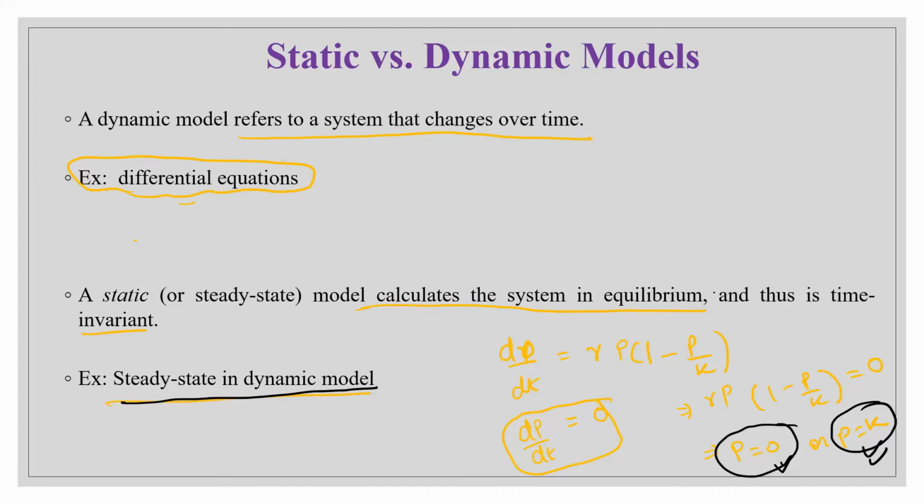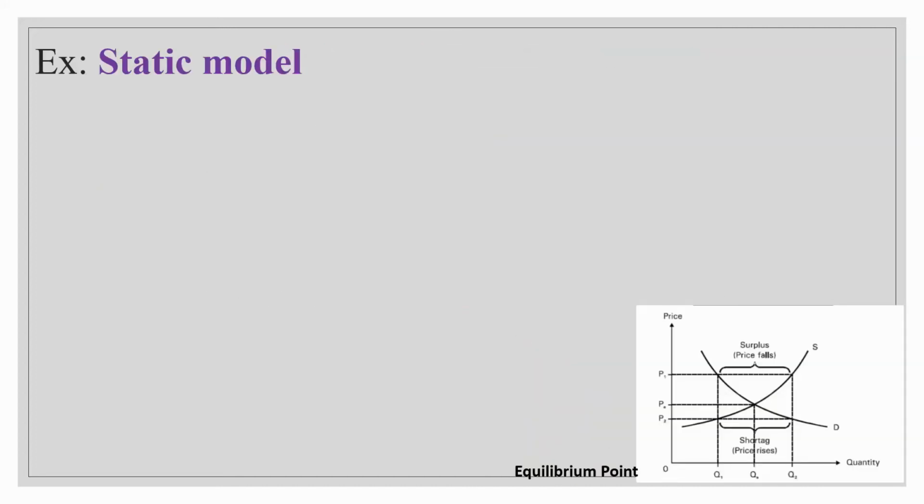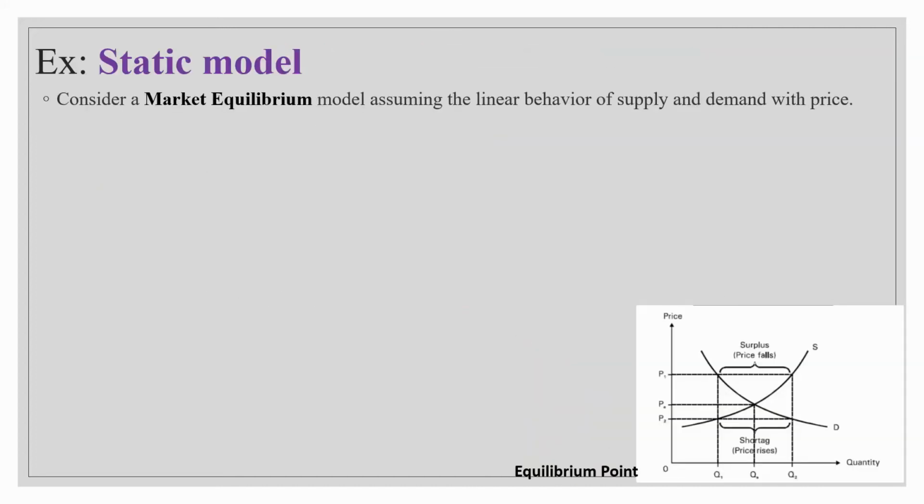The complete system is a dynamic model, but these steady states, we can say, are the static model. Now we can give one more example, that of the market equilibrium, assuming a linear behavior of supply and demand with price.